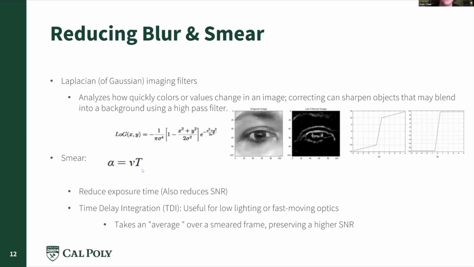And then for smear specifically, that's based on how long the shutter is open for an image, and that translates with the velocity of the spacecraft to a certain amount of error. And you can reduce the exposure time, but that also decreases the signal to noise ratio, which is bad for low lighting or fast moving spacecraft optics. So using a time delay integral, you can take the average over a smeared frame and reconstruct it based on how the pointing error has changed over that distance that you've traveled.